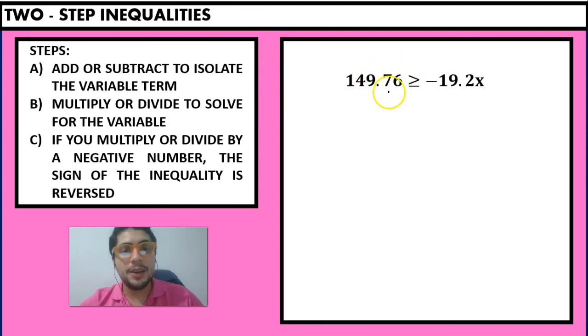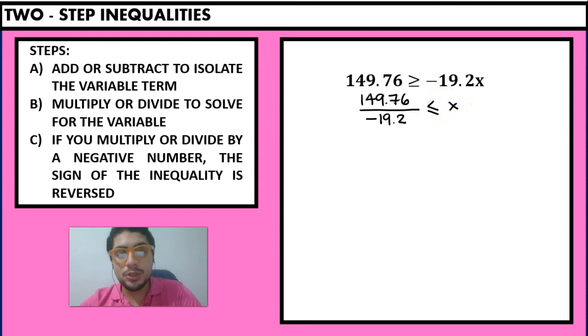Okay, so the next problem we have is 149.76 is higher or equal to -19.2x. Now in this case, yet again, we have a negative number, right? Because this negative number is multiplying the x, we actually have to pass it to the other side dividing. And when we pass it dividing, we have to change the sign because we're dividing by a negative number. So 149.76 divided by -19.2 is going to be lower or equal to x, right?